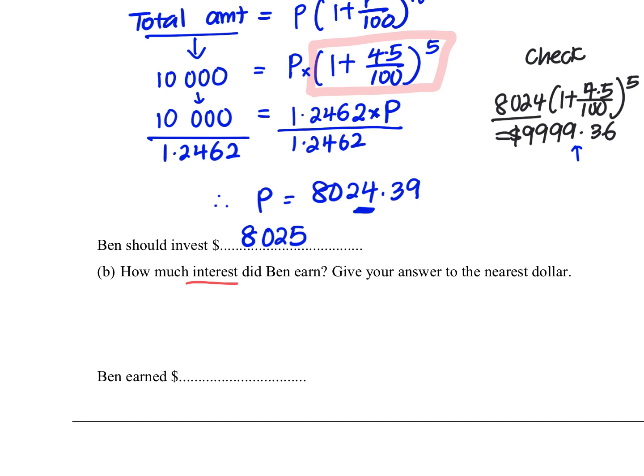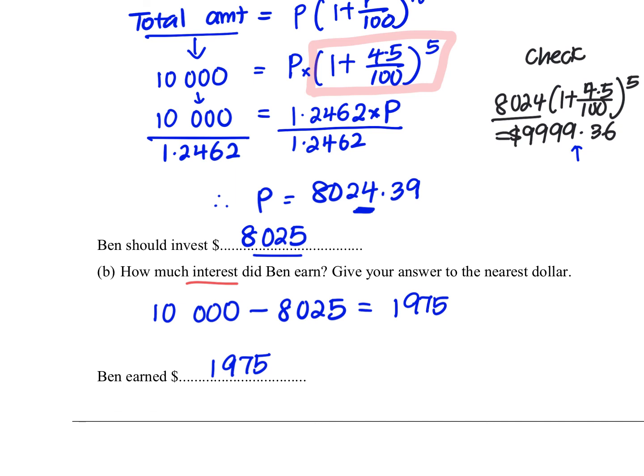Next question, how much interest did Ben earn? From this answer, giving the answer to the nearest dollar, how much interest did I earn? At the end, I get $10,000 and I started with $8,025, so the difference will be the interest that I earned. So this number will be my interest. All right, $1,975. Have you gotten the answer?